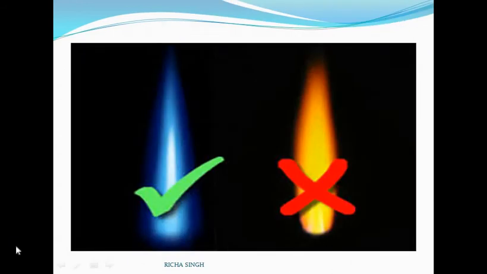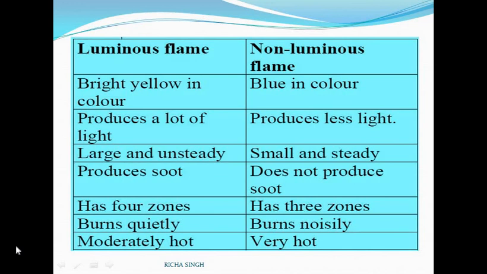Now this slide tells you blue color flame means the combustion is complete. Yellow color flame means the combustion is incomplete. These are the differences between luminous and non-luminous flame.